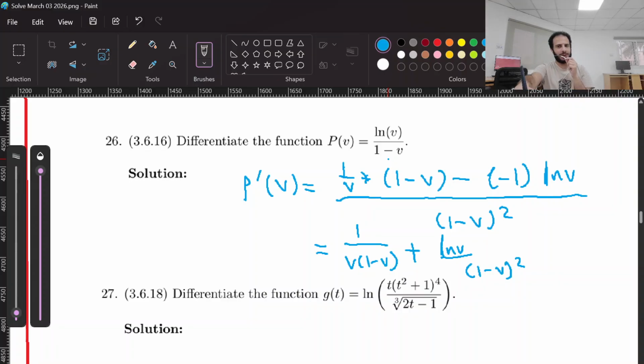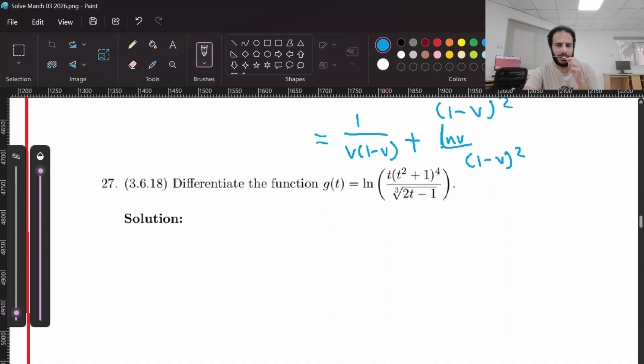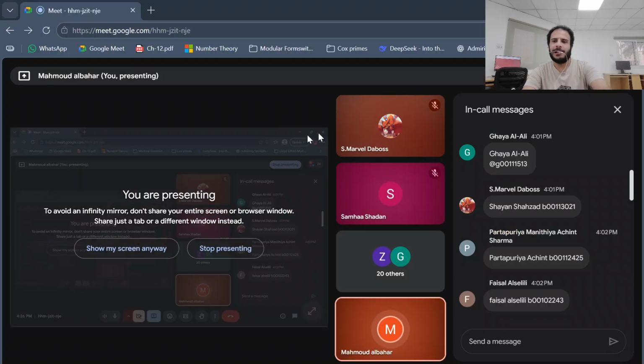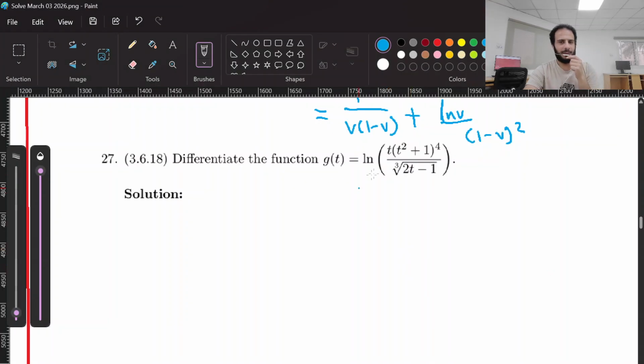Now, you also see from the simplification that it will look like this if you use the product rule, right? Now, let's continue. Thank you, Cheyenne. Now, yes, Professor. Please help me with problem 27. So we'll use the chain rule in this one.